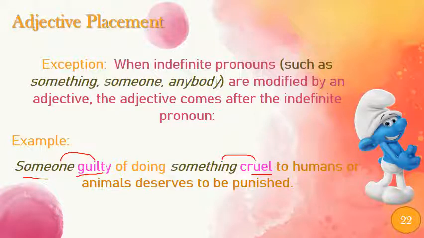Something cruel. I want to describe this thing, something, by saying cruel. I do not say cruel something. I say something cruel to humans or animals deserves to be punished. Okay, someone guilty of doing something cruel to humans or animals deserves to be punished. So when I find these indefinite pronouns, the pronouns that are not specific, are not definite, we do not know who or what we're talking about, we have to add the adjective that describes these indefinite pronouns after them.